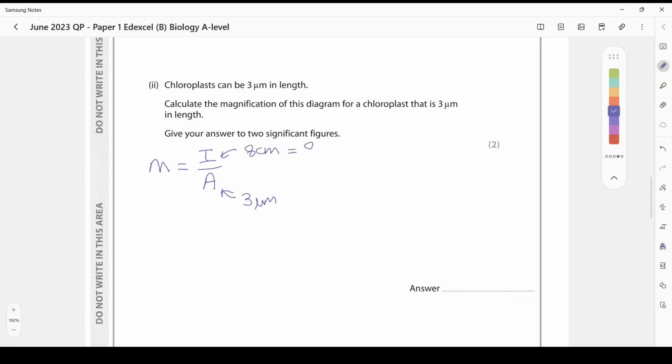So 8 centimeters would actually be 80 millimeters. And then to convert that into micrometers, we have to times it by 1,000 to get 80,000 micrometers. And then now we can just do 80,000 divided by 3, which is 26666. So let's write that down.